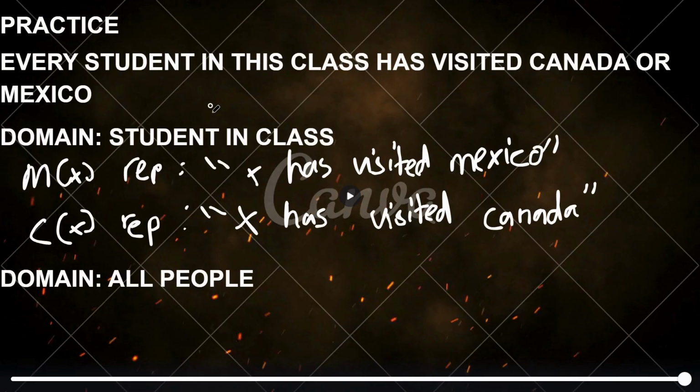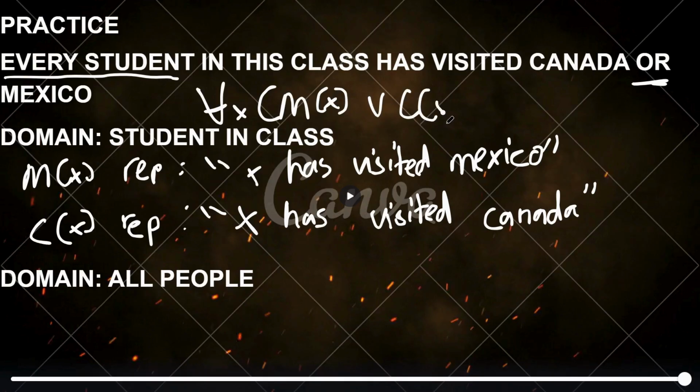So the answer: every student is universal, ∀x. Then what is it for? All means this, so M(x) or C(x). Because why for all? Every student in the class has visited Canada or Mexico. It's not like we want to visit Canada or Mexico or any other country.